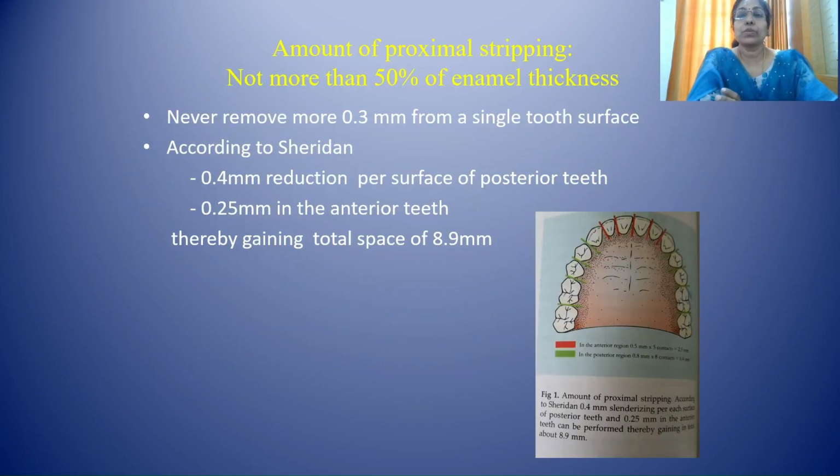Now, how much of proximal stripping can be done? Not more than 50% of the enamel thickness should be removed. Okay, so according to different authors, different amounts of tooth material can be removed. So not more than 0.5 mm of tooth material should be removed from a single tooth surface. So according to Sheridan, 0.4 mm reduction per surface of the posterior teeth can be removed, and 0.25 mm in the anterior teeth, thereby gaining a total space of 8.5 mm.